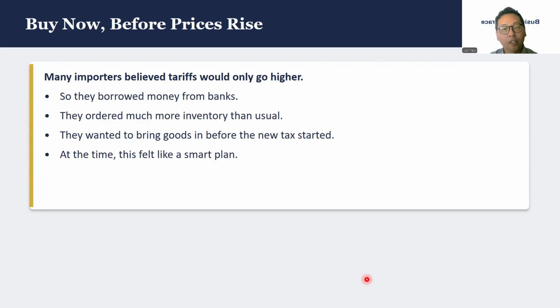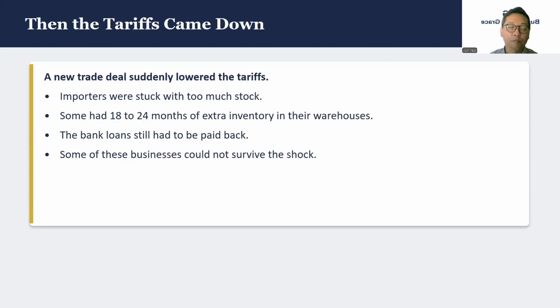They wanted to bring goods in before the new tax starts. This felt like a smart plan at the time, and many US importers did this. But then tariffs suddenly went down again after the new deal between the presidents. Many importers had way too much stock, too much inventory.